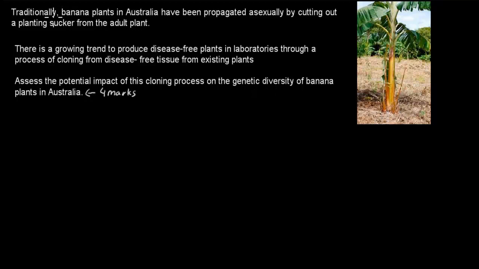The question is: traditionally, banana plants in Australia have been propagated asexually by cutting out a planting sucker from the adult plant. And this here is the planting sucker, this one here. There is a growing trend to produce disease-free plants in laboratories through a process of cloning from disease-free tissues from existing plants. Assess the potential impact of this cloning process on the genetic diversity of banana plants in Australia. And that's worth 4 marks. So when you're ready, pause the video.